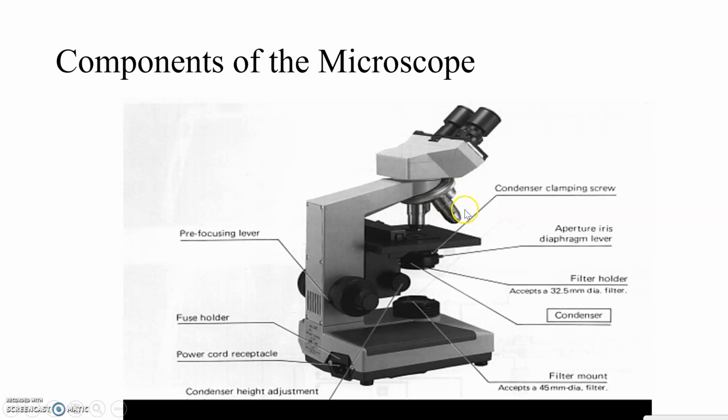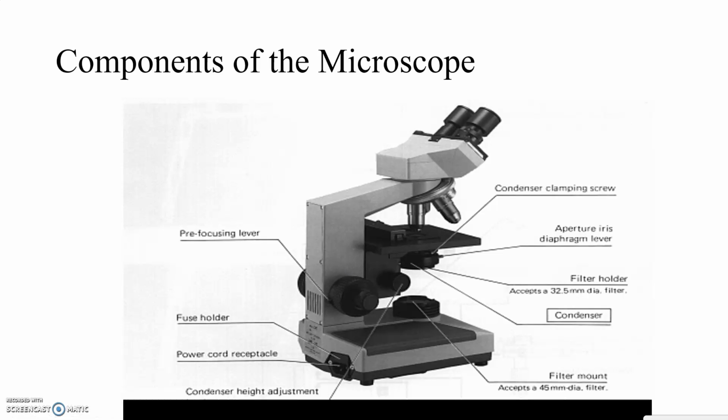Then these are the objective lenses, for 10x, 40x, 100x, but there are four objective lenses. One is the small one, that is 4x. Then one is 10x, another one is 40x, and the last one is 100x. 100x is the oil immersion objective. So these are the objective lenses and this is the eyepiece. So these are the components of the microscope.